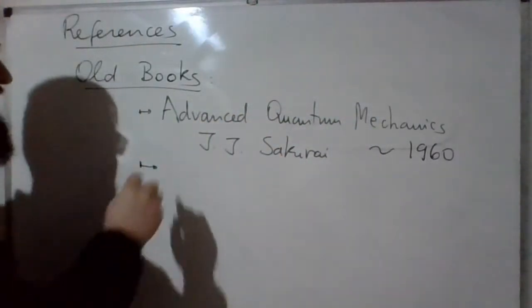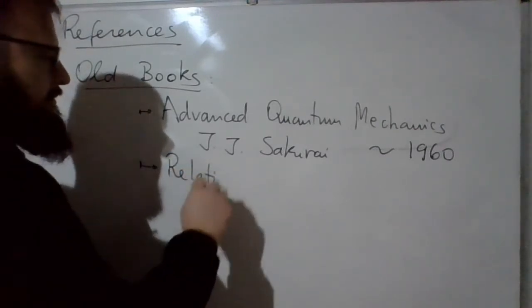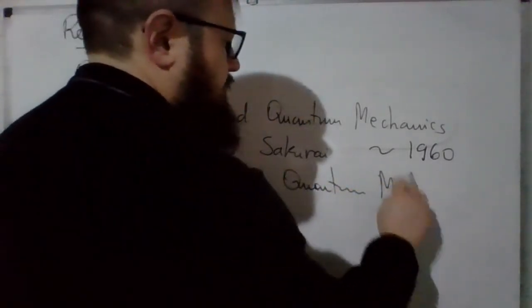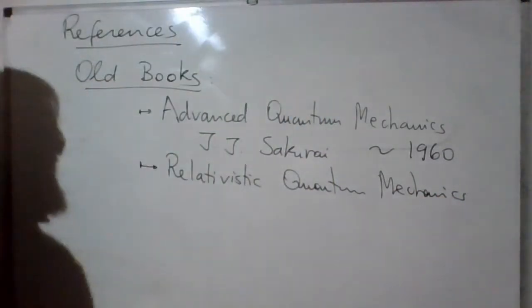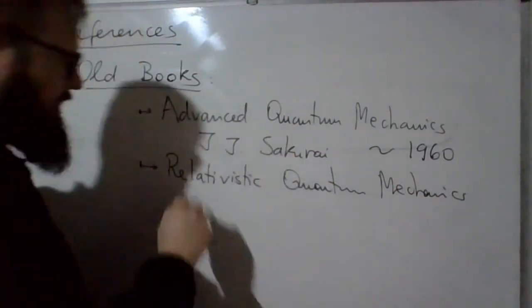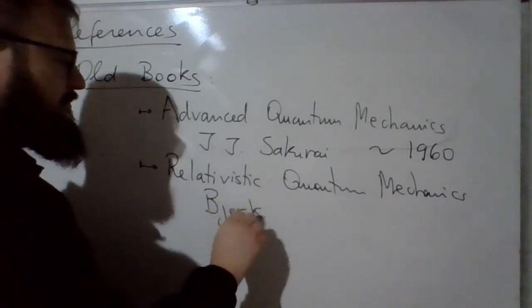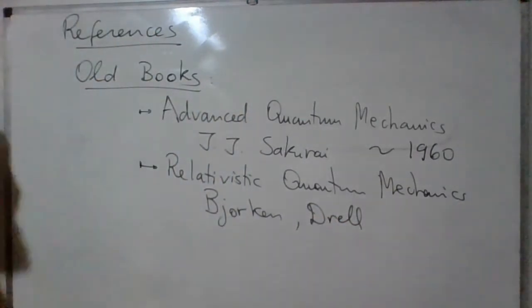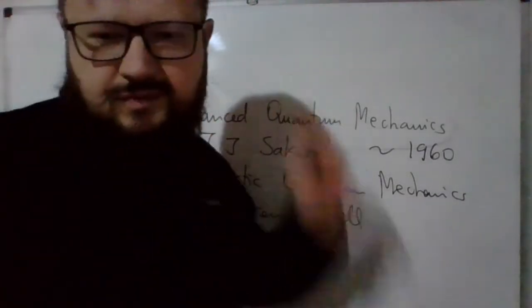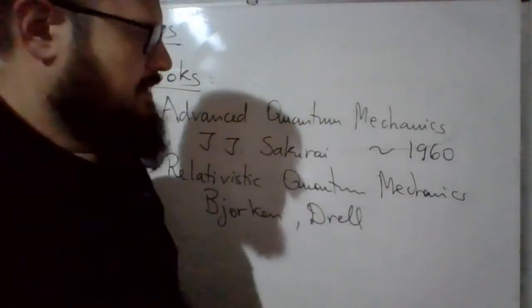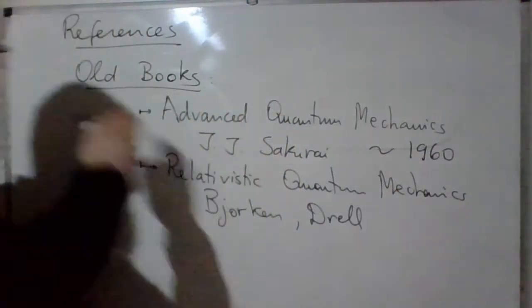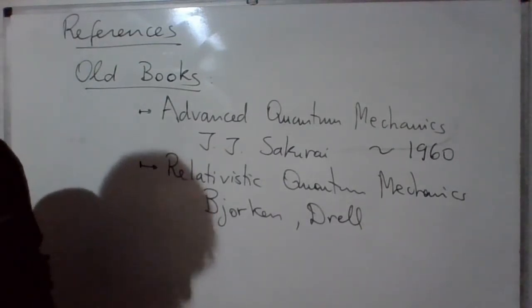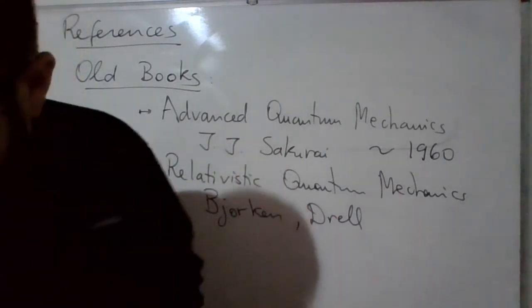And there is another book which is called Relativistic Quantum Mechanics by Bjorken and Drell. A very good book also. Similar style to this one by Sakurai. Okay, around the 60s also. So these are old books. You can try them in order to understand a little bit of the history in quantum field theory.